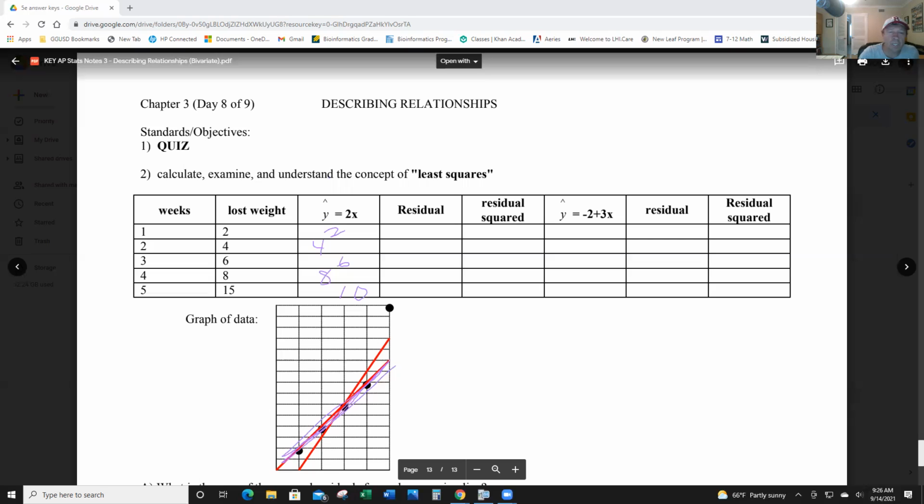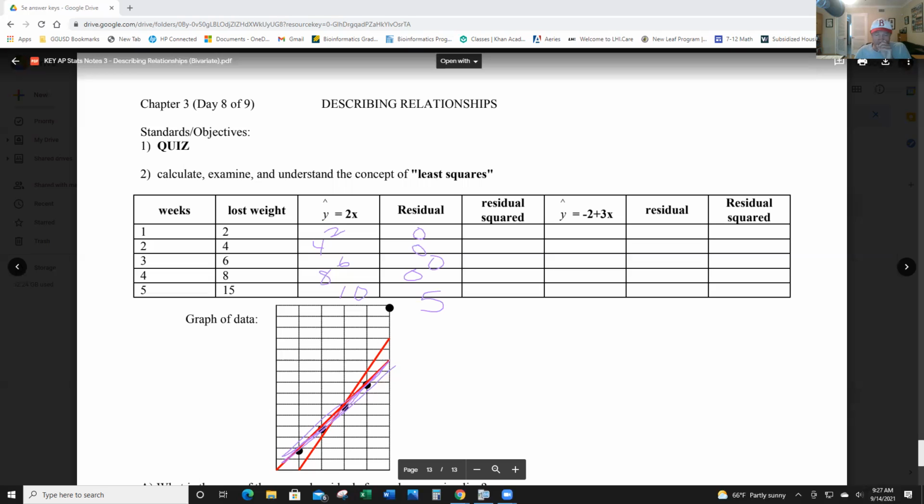Okay. So the residual is the actual minus predicted. So 2 minus 2 is 0. 4 minus 4 is 0. 6 minus 6 is 0. 8 minus 8 is 0. And then 15 minus 10 is 5.